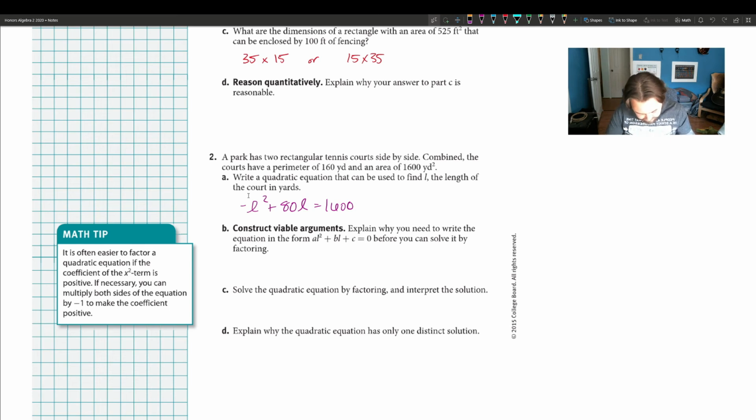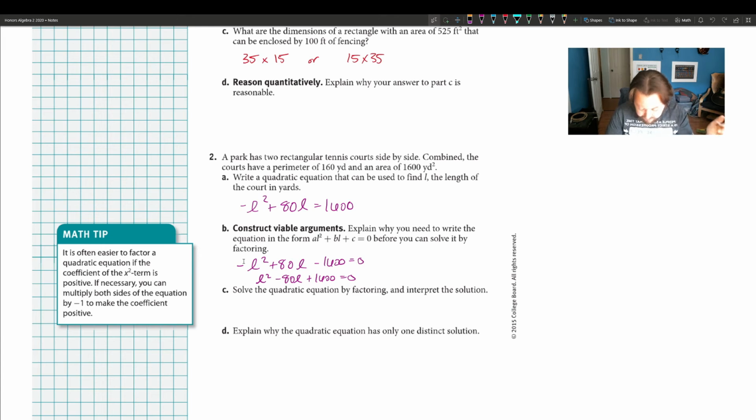Let's see. And that gives us, first, negative L squared plus 80L minus 1,600 equals 0. We're going to flip the signs. I'm going to multiply times a negative 1 to make it a positive in the front. And so that gives us L squared minus 80L plus 1,600 equals 0. We're going to solve this quadratic using factoring.